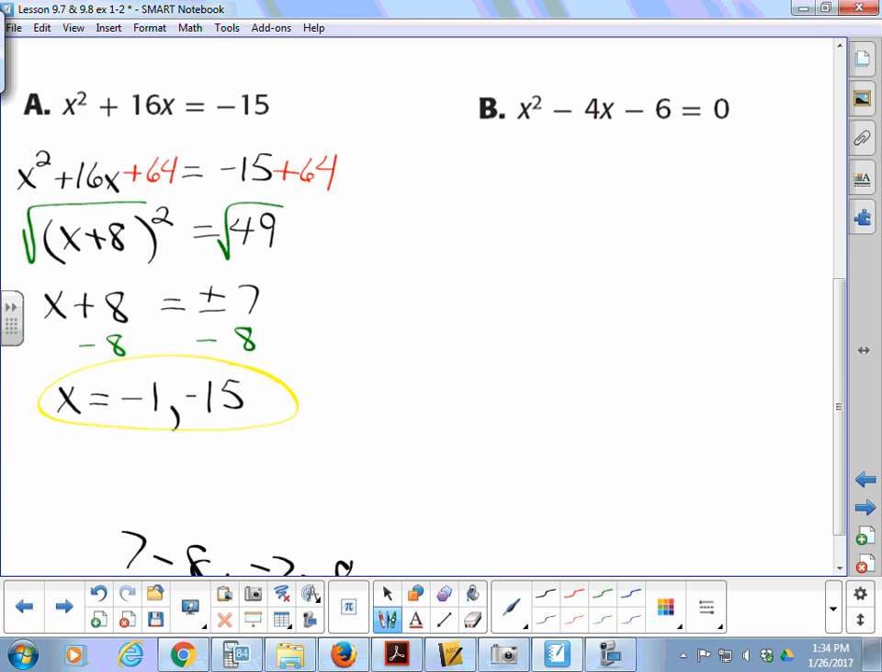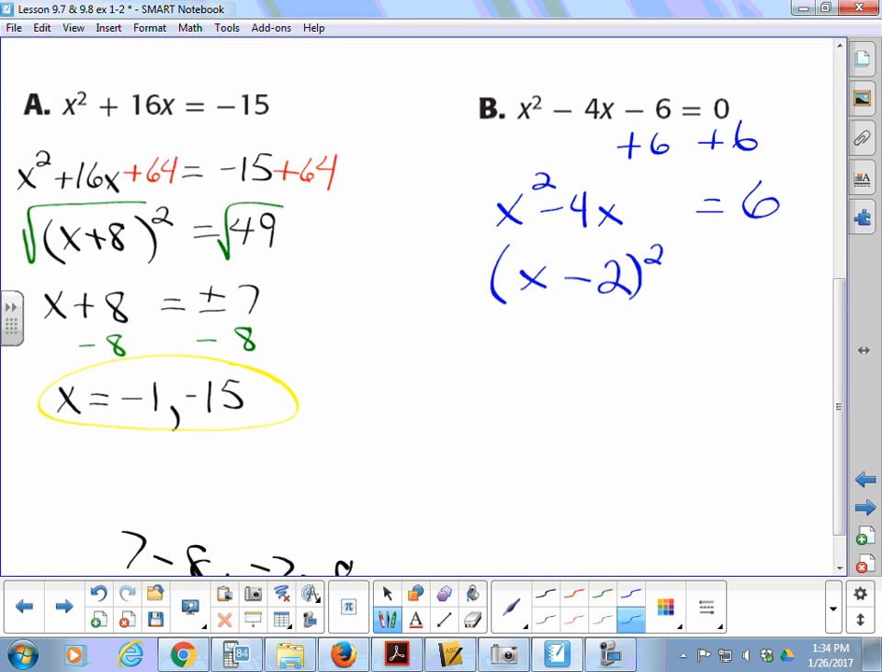All right, so letter B. Just the variables are on the left side. So the first thing I've got to do is add 6. And you notice I left a space before my equal sign. Now I can complete the square. So x minus half of 4 is 2 squared. And then I have to add 4 to both sides. Half of 4 is 2, and 2 squared is 4. You've got to do it to both sides. So I get 10 over here.